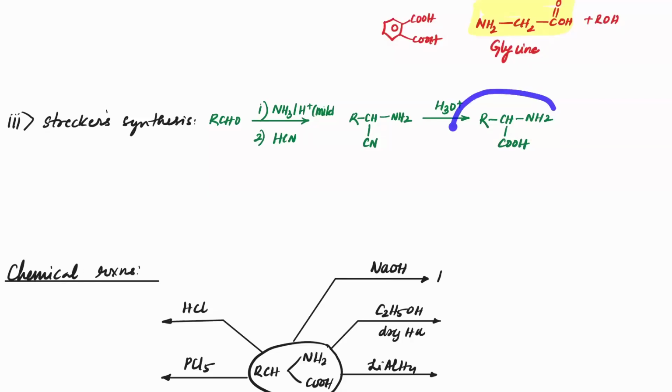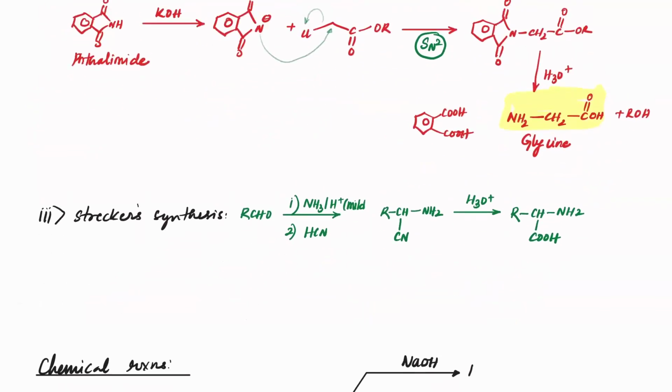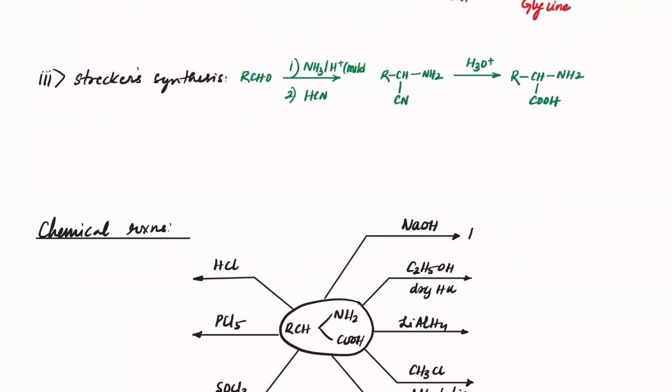This is also very useful in industries, where if you want to synthesize a somewhat bulkier alkyl, then Strecker synthesis is more useful, because in Gabriel phthalimide synthesis you have to strictly follow SN2. So we cannot have too much bulkiness around this position. But here that is not a problem because it is an addition reaction, so R being a little bulkier does not make much difference. This is Strecker synthesis.